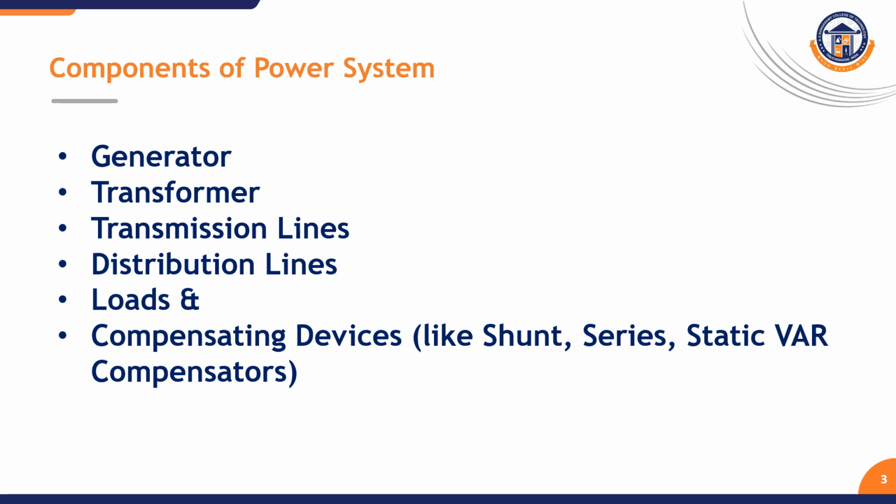While we are generating, transmitting and utilizing the electrical power, some amount of power is wasted. So in order to compensate the wasted power, we go for compensating devices like shunt, series and static var compensators. So the components of power systems are generators, transformers, transmission lines, distribution lines and loads. Loads have two types, commercial loads and domestic loads. In addition, compensating devices for compensating the reactive power.